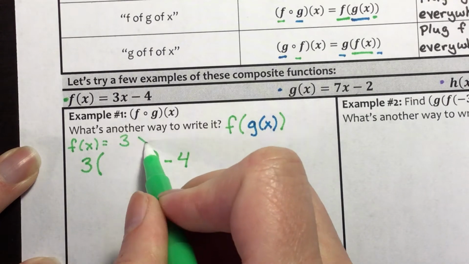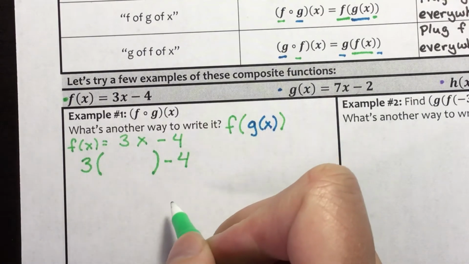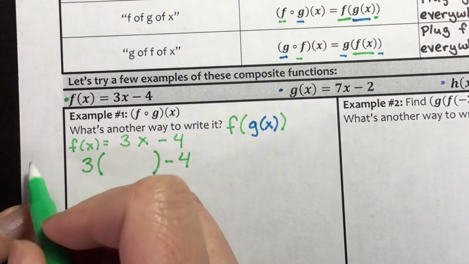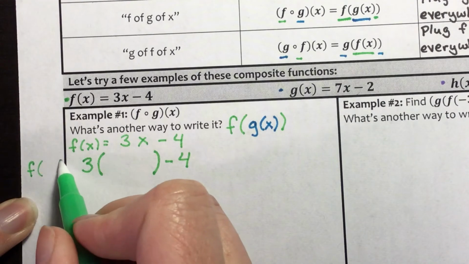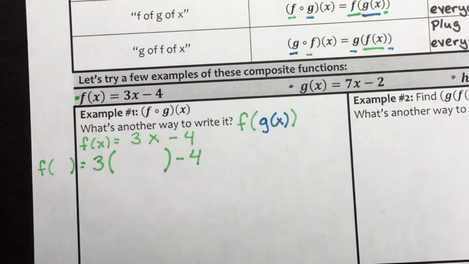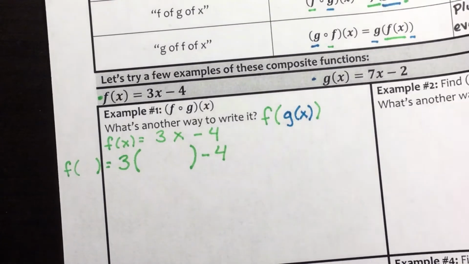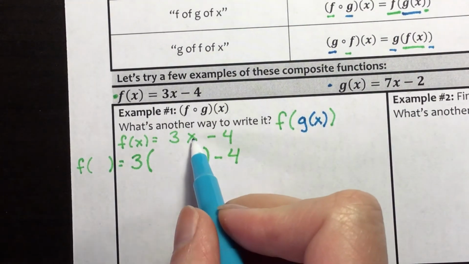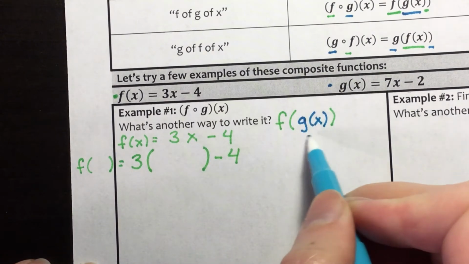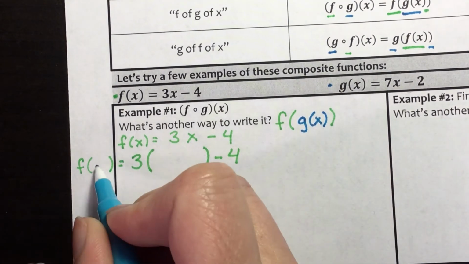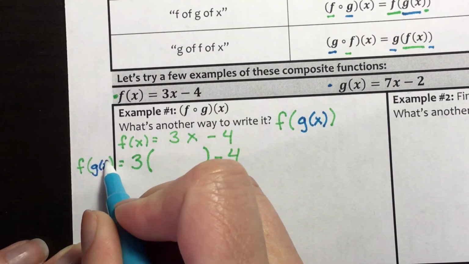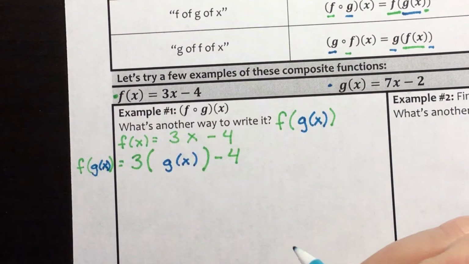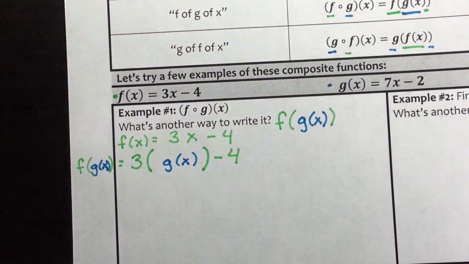Because f of x is 3x minus 4. So far all we've done is instead of x, we're putting a set of parentheses. So it's like f of something is 3 times something minus 4. Now instead of the x, we're going to put whatever is inside that set of parentheses, which is g of x. So this says 3 times g of x minus 4.